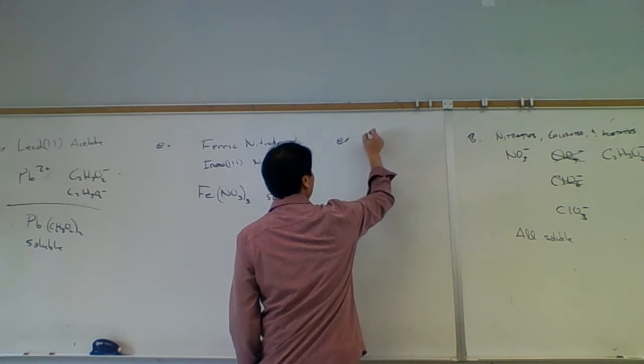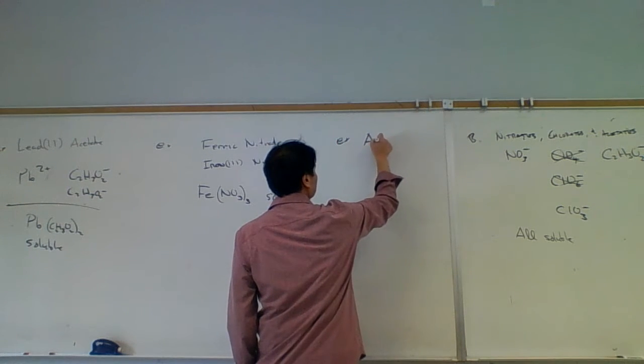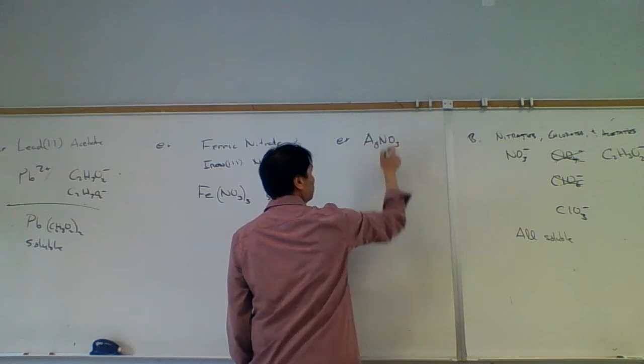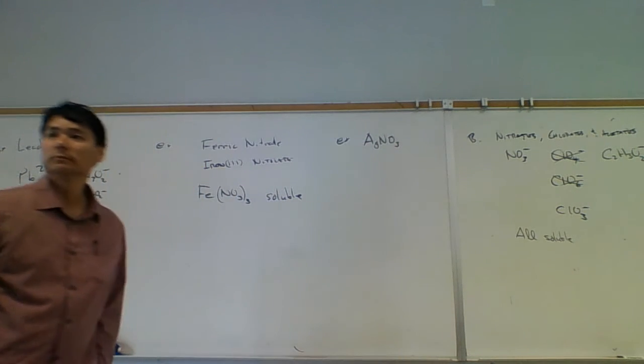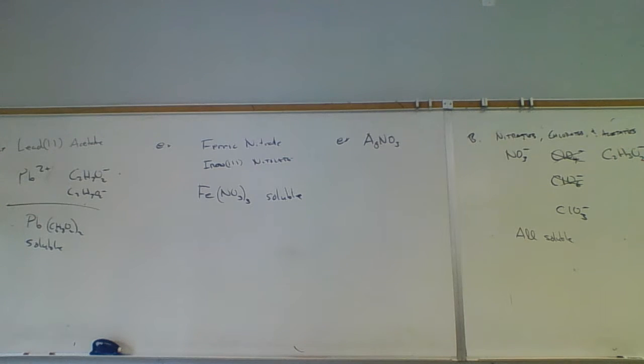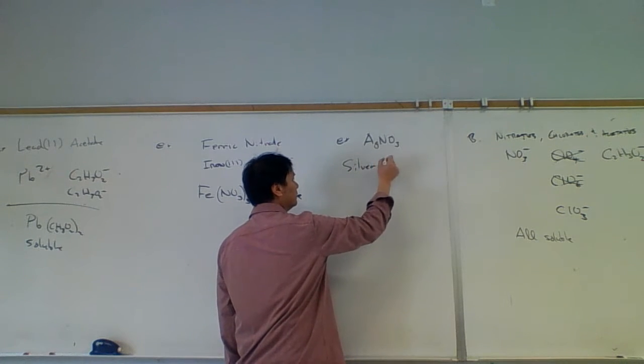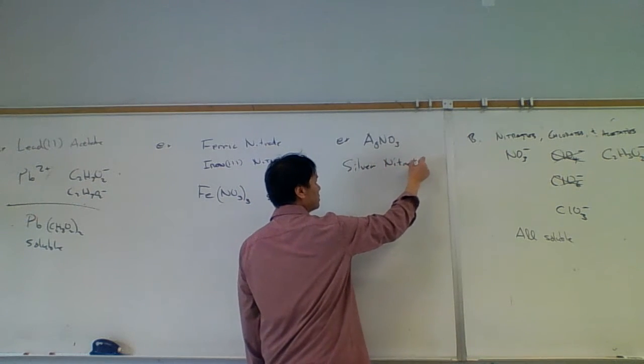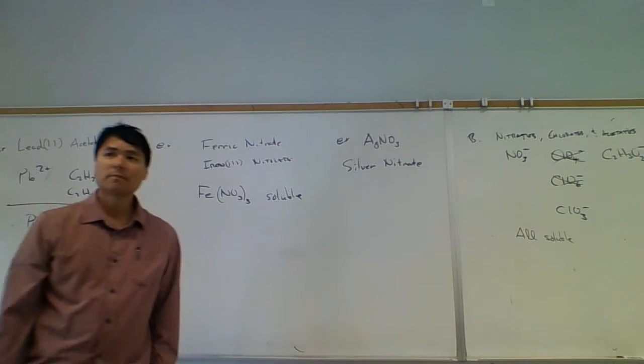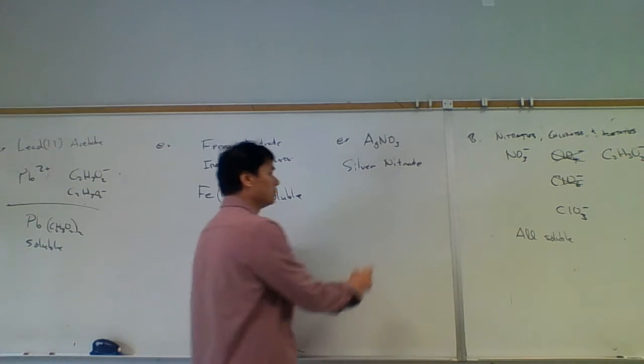What is this one called? What is that called? It's a white solid. Is this called silver nitrate or silver 1 nitrate? This is just called silver nitrate because silver is a fixed charge, +1, so silver nitrate. Is silver nitrate soluble or insoluble? It's soluble.